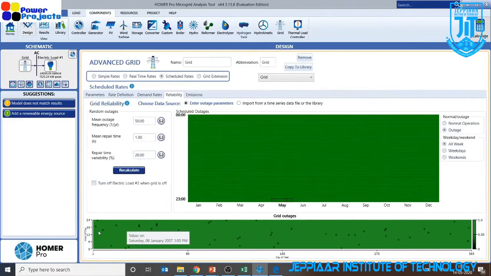Right? Here you can see there are black dots. What are those black dots? They show the grid is out of service. That means at that time you will not be able to get energy from the grid, right? So now let me calculate.